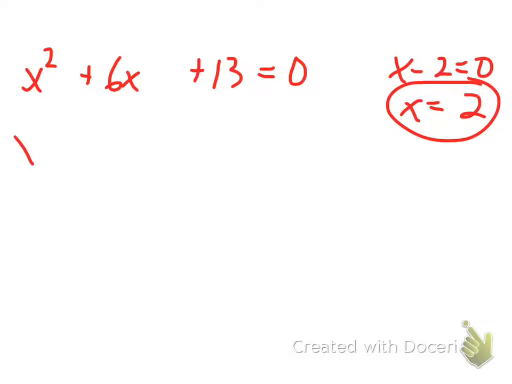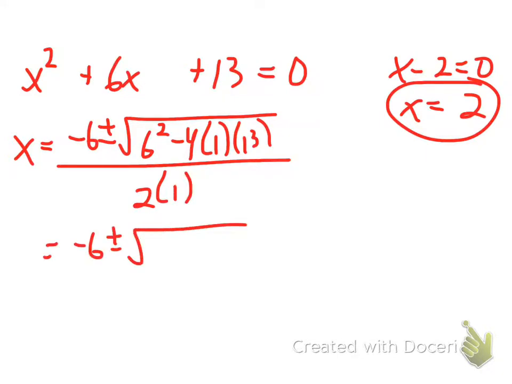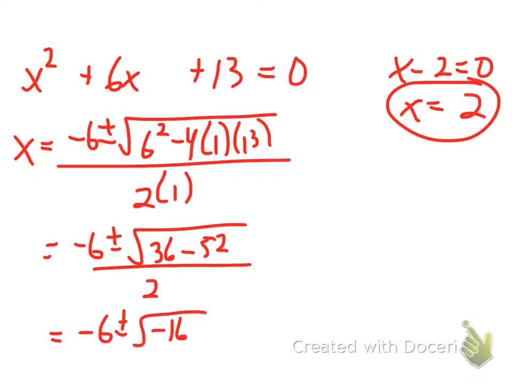The other one, I'm going to do the quadratic formula. So I have the opposite of 6 plus or minus the square root of 6 squared minus 4 times 1 times 13, divided by 2 times 1, which gives me negative 6 plus or minus the square root of 36 minus 52, divided by 2. So now I have a negative 16 underneath the radical.